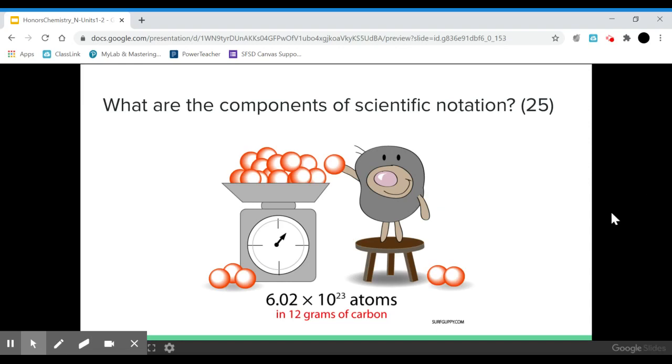The components of any measurement in scientific notation are some number between 1 and 9.9 repeating, multiplied by some power of 10. And like we talked about earlier, these numbers that are not powers of 10 give us the number of significant figures for that particular measurement. Okay?